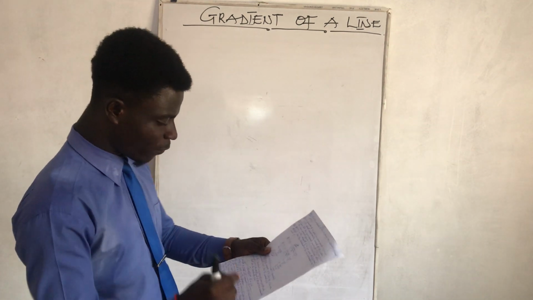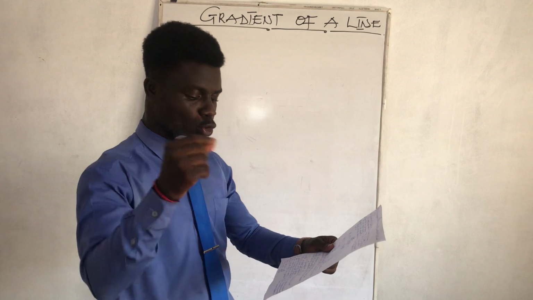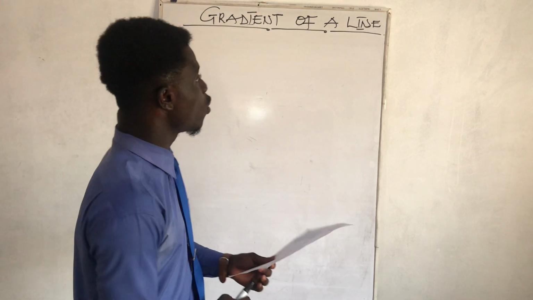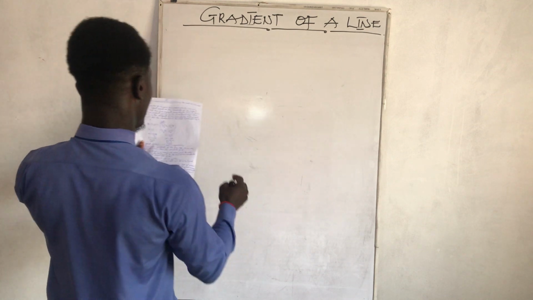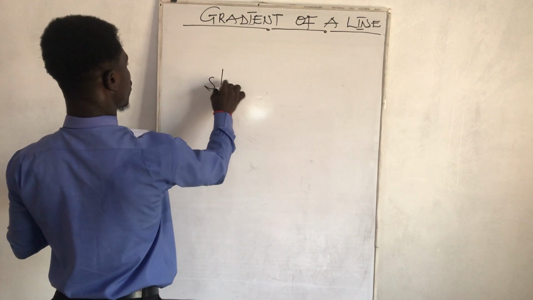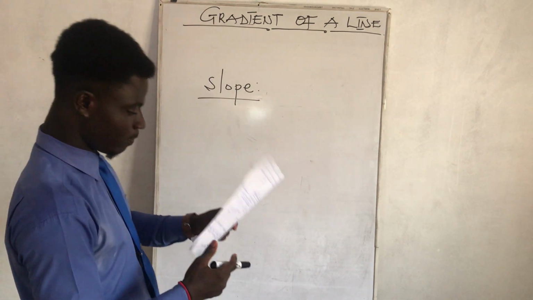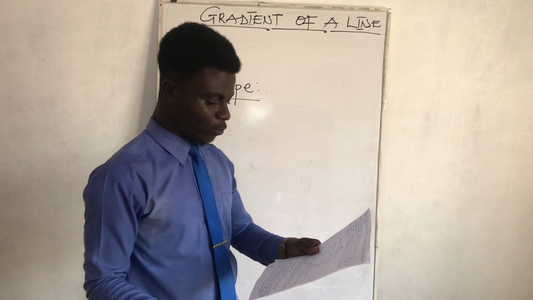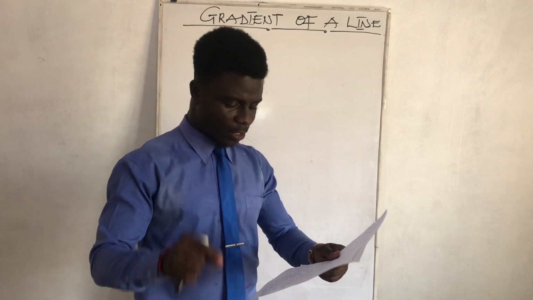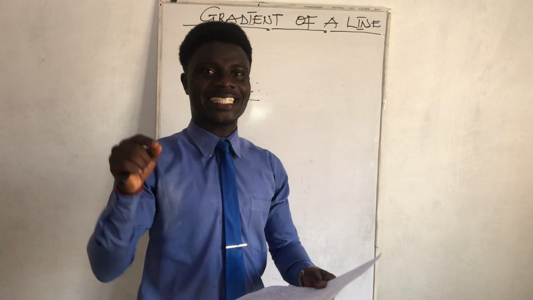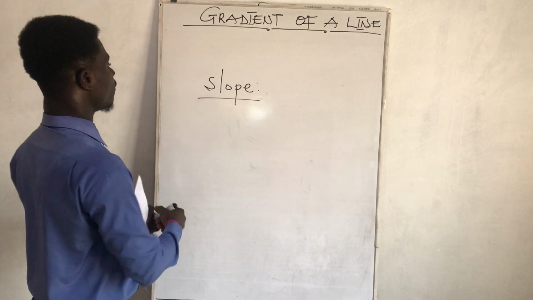The gradient of a straight line, also known as the slope of a straight line, is a measure of the steepness.